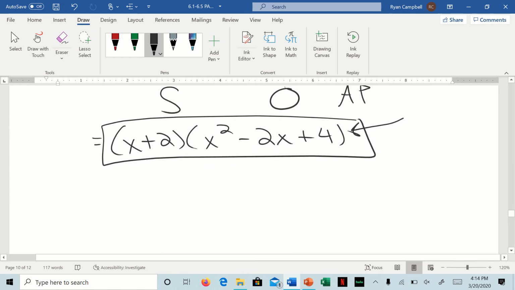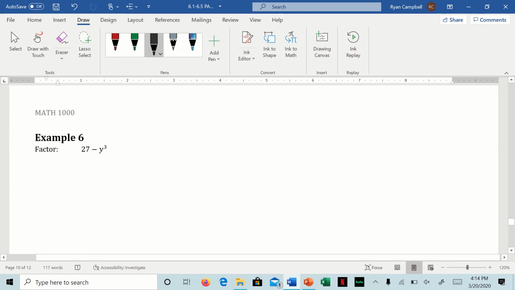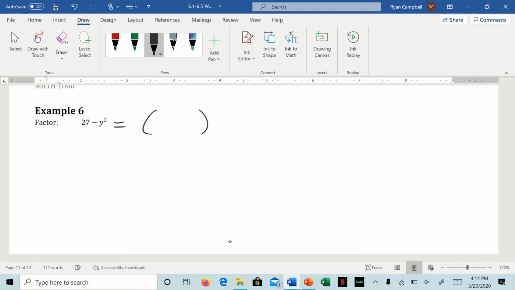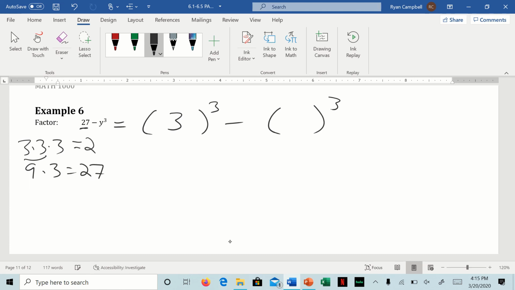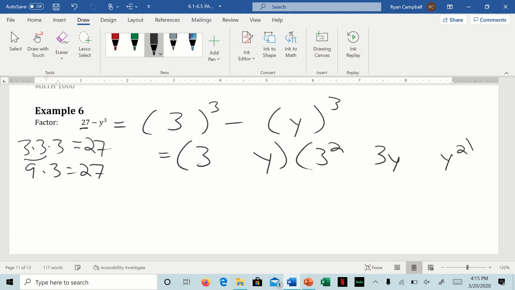Hopefully not too bad, just more things to remember. All right, let's look at this one. So, what cubed minus what cubed? So 27 is 3 cubed, right? 3 times 3 is 9, 9 times 3 is 27. Hopefully after doing some of these a while, if you do them a lot, you'll start to see these patterns that just keep coming up over and over again. So our first term is 3, then we get y cubed. Or sorry, 3 squared, 3y, y squared.